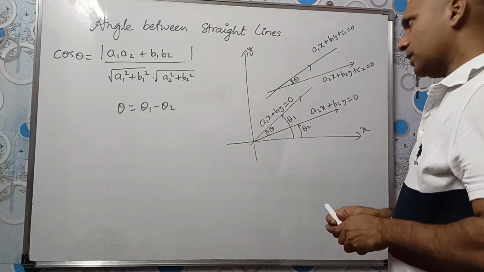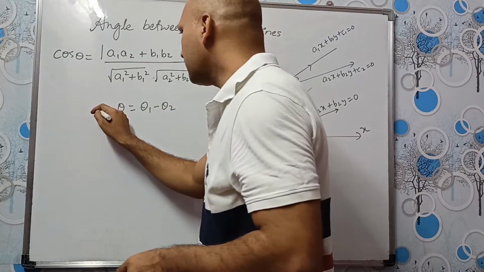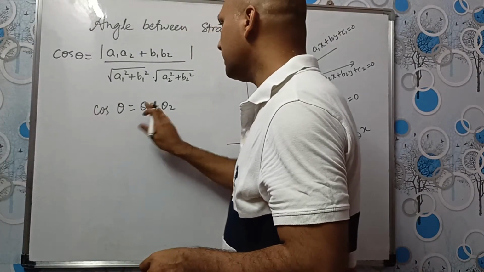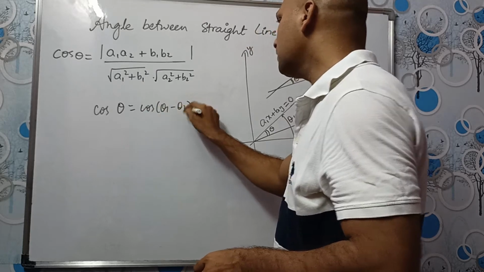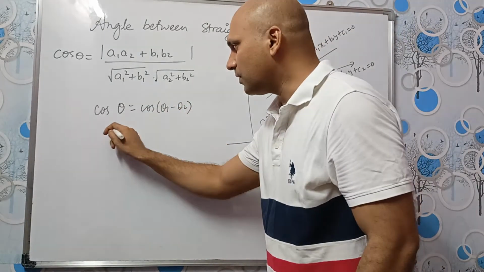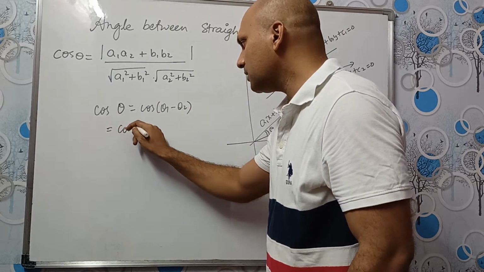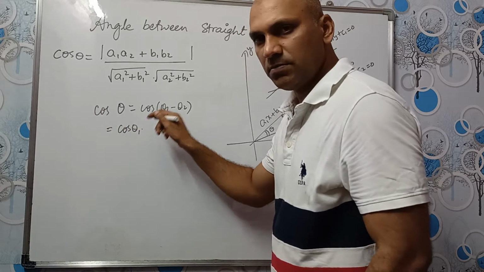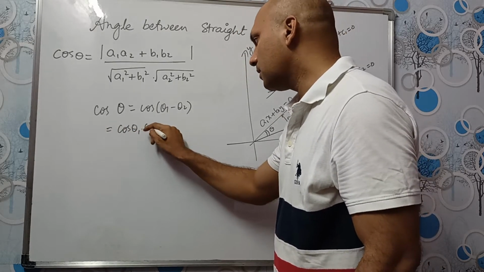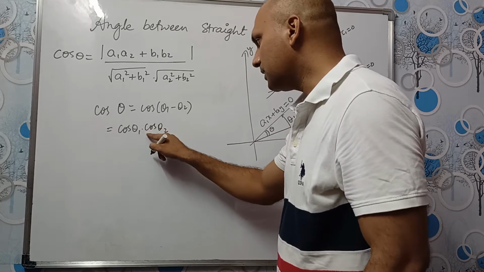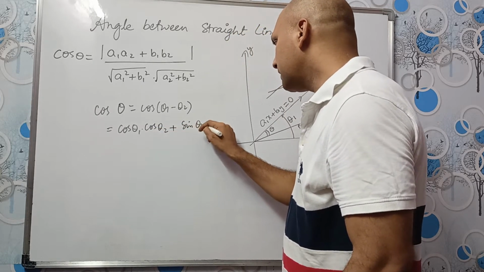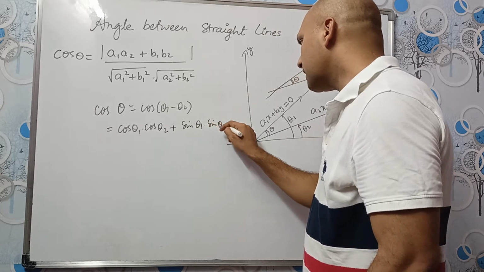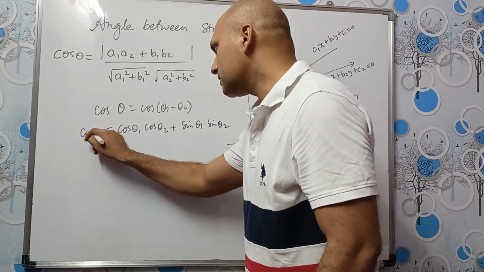Alright. Now what? See, we need to find cos theta, right? So, apply cos on both sides. We will have cos of theta 1 minus theta 2. And the cos A minus B formula, what is it? Cos A cos B plus sin A sin B. That is cos theta 1 multiplied by cos theta 2 plus sin theta 1 multiplied by sin theta 2. Okay. So this is cos theta.